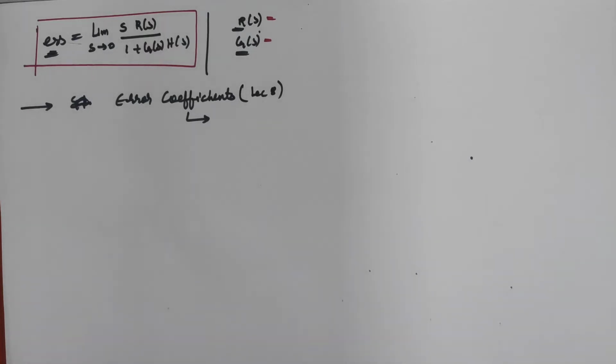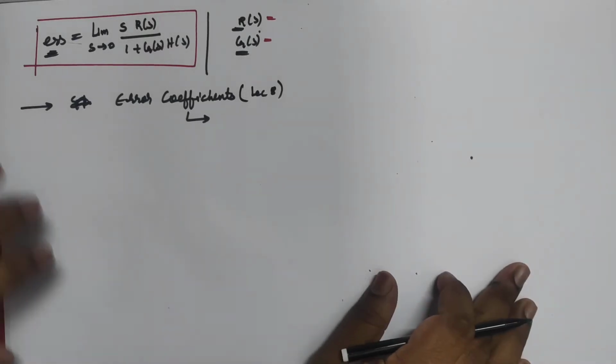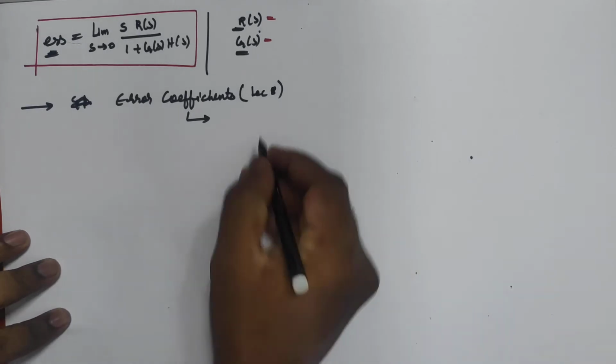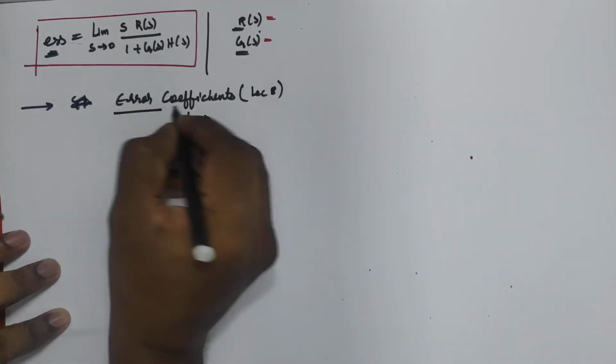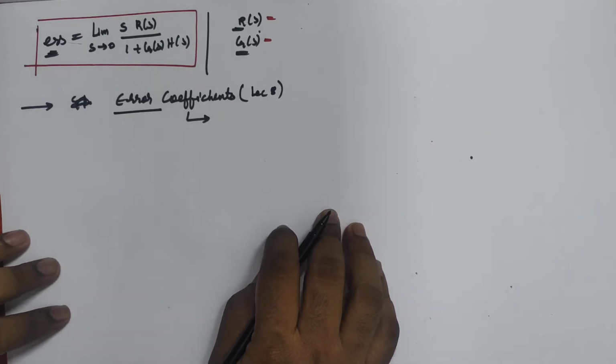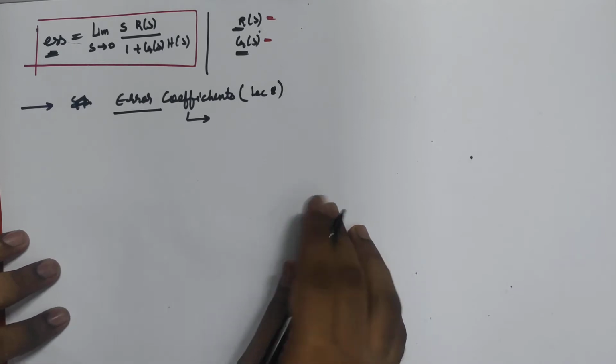So welcome back guys again. We continue with error coefficients. So what are these error coefficients? Before class we dealt with the steady state error. Now, in steady state error finding, we have error coefficients. What are these error coefficients?